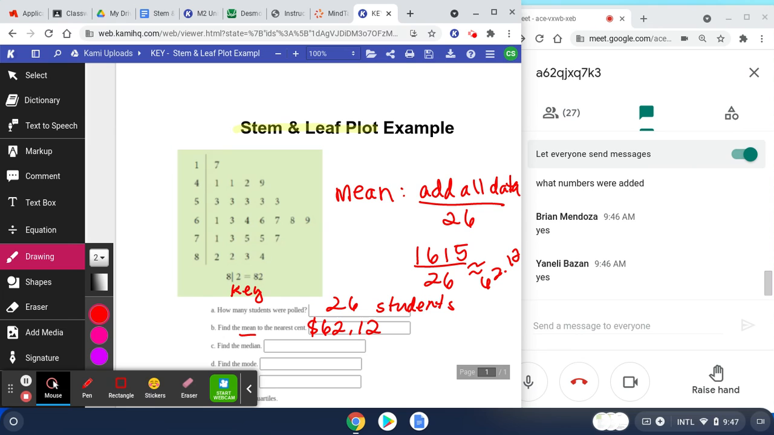And so we're talking about money here, you guys. So 0.12 rounds it to the nearest cent. So they make us do the mean problem first, adding up all that data. And it's a large data set. And you just want to be careful with those numbers. Any question on getting the mean?